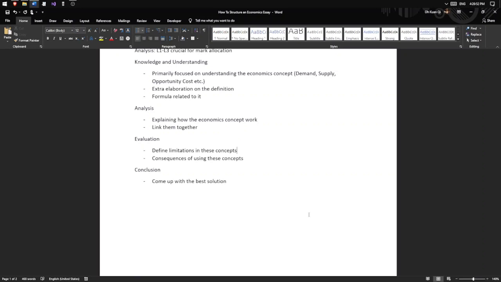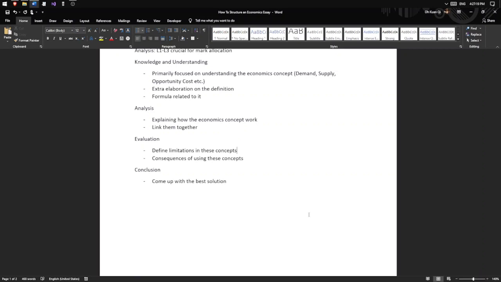And then also consequences of using these concepts. So what will happen if we were to use these concepts to actually solve the issues that are given to us in the question? All right, so that's what evaluation is used for, basically to evaluate the extent of the economics concept used, and also what will happen if we were to use these concepts.